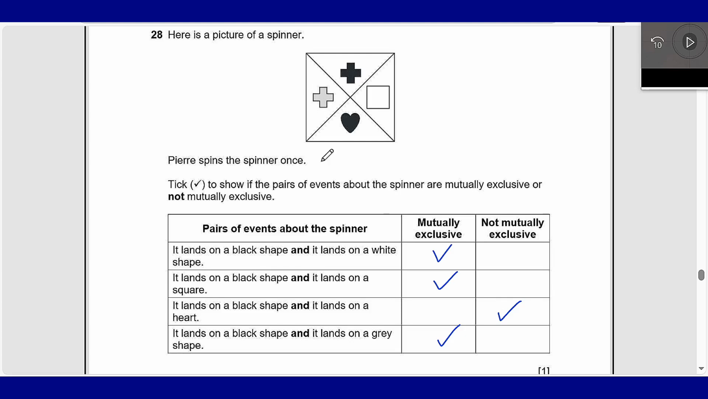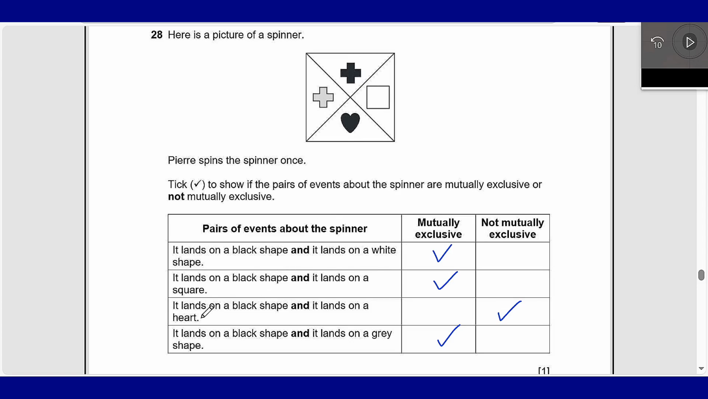Okay guys, this is the answer. So how does this work? We see lands on a black shape and lands on a white shape. There's no intersection, so they are mutually exclusive. There are no same elements, right? And the second one, it lands on the black shape here and it lands on a square, so there's no intersection for this event.